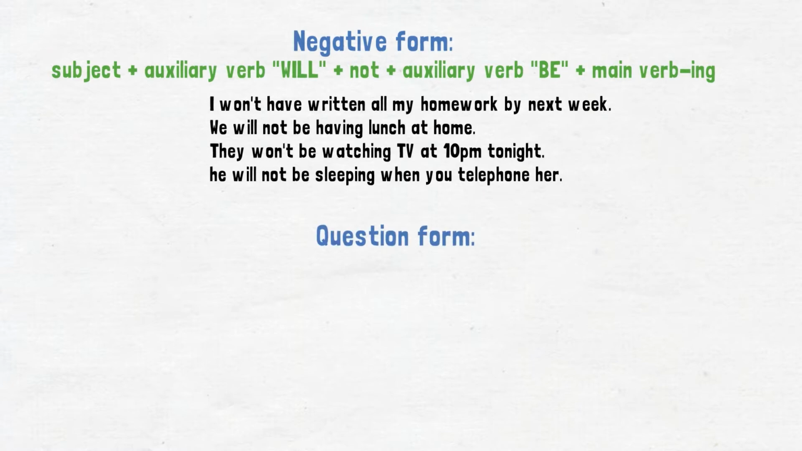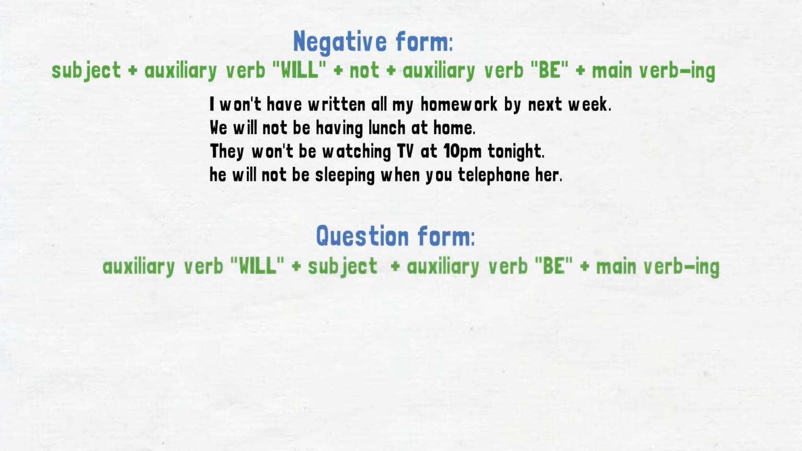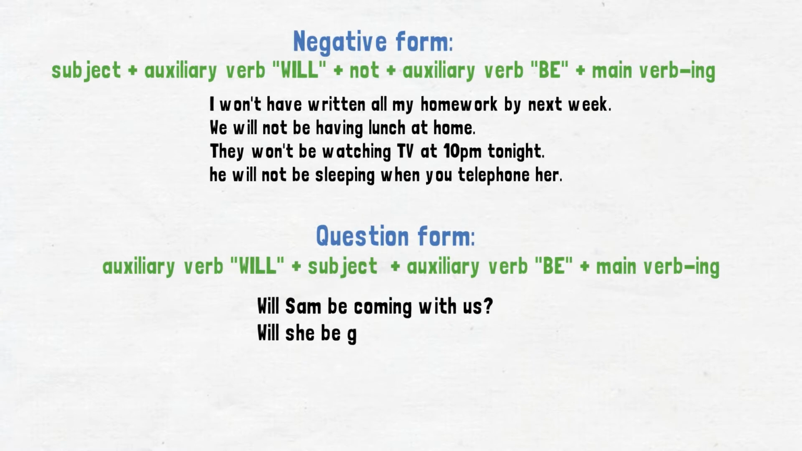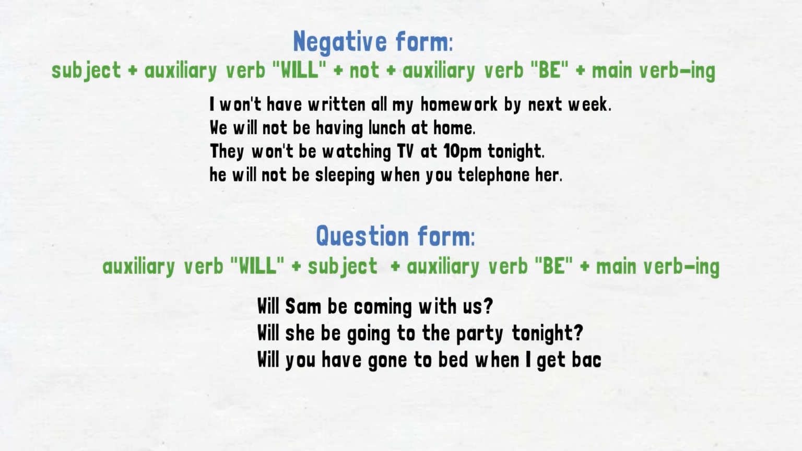For question sentences, we exchange the subject and will. For example, will Sam be coming with us? Will she be going to the party tonight? Will you have gone to bed when I get back? What will you be doing when I arrive?